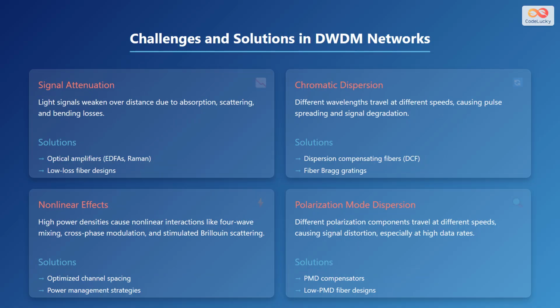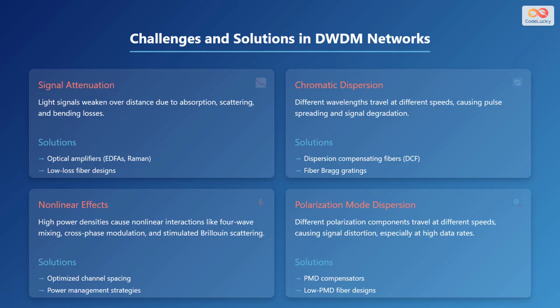Let's examine the challenges and solutions in DWDM networks. One major challenge is signal attenuation, where light signals weaken over distance. Solutions include using optical amplifiers, employing low-loss fiber designs, and optimizing transmitter power levels. Another challenge is chromatic dispersion, where different wavelengths travel at different speeds. Solutions include using dispersion compensating fibers, fiber Bragg gratings, and digital signal processing.